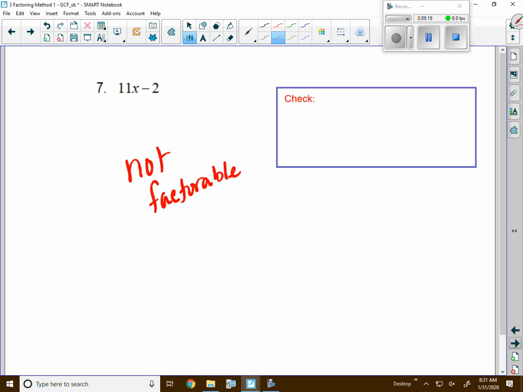Basically, what we're saying there is this is in its most reduced form. There's nothing else that we can do there. So that one's not factorable.